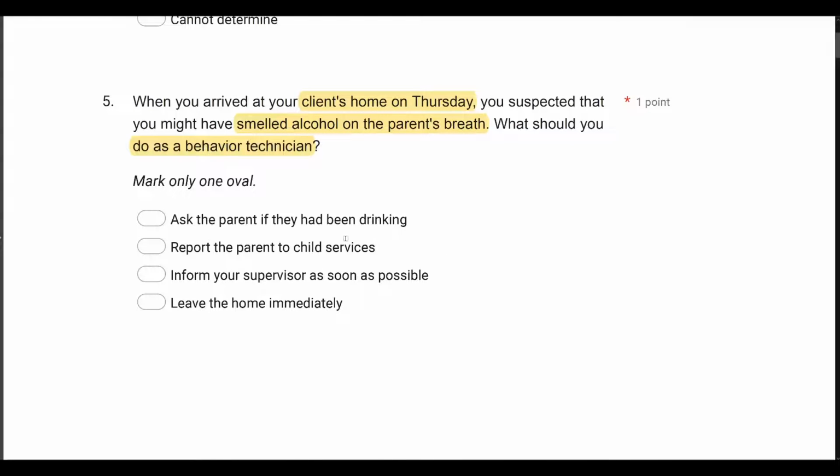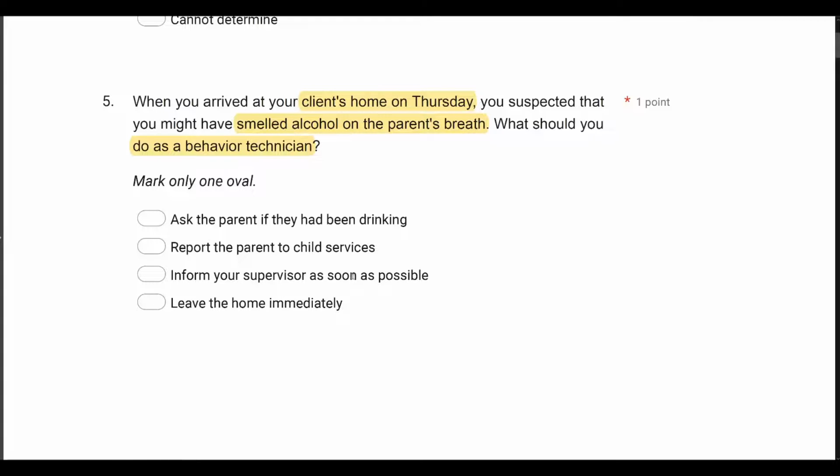A, asks the parent if they have been drinking. Well, you don't want to do that. That's not your place, right? Your place as the technician is implementation, okay? B, report the parent to child services. No, there's not enough here to constitute that. We've got to suspect abuse, and there's not really abuse at play here, right? Or negligence, okay? C, inform your supervisor as soon as possible. Yes, that's the best course of action. You simply let them know what you observed, what you saw, and let them take it from there.